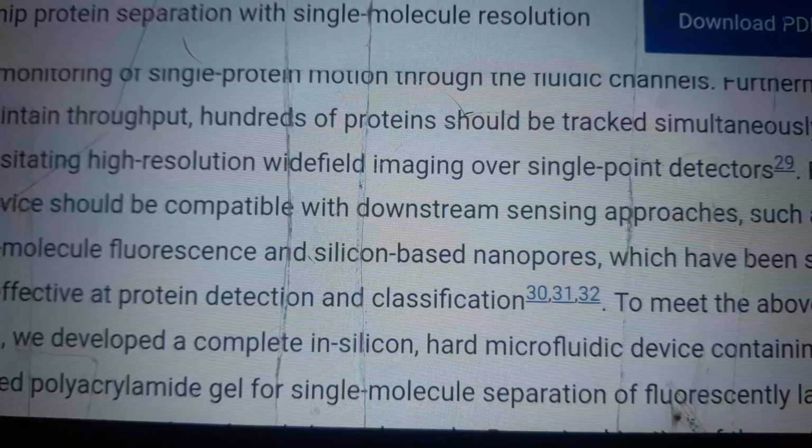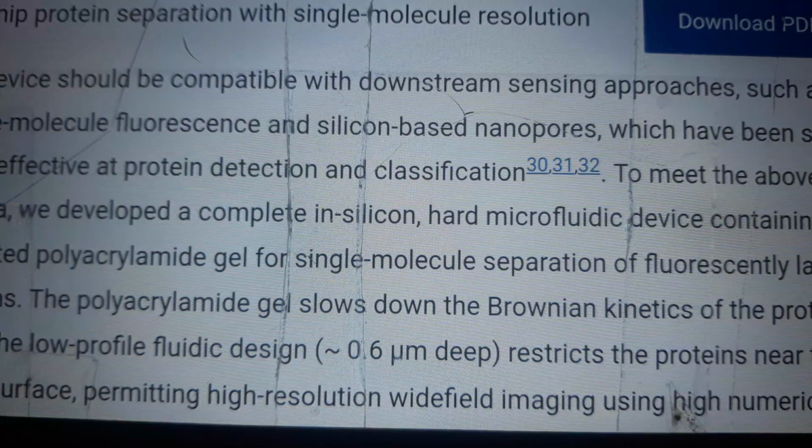Furthermore, to maintain throughput, hundreds of proteins should be tracked simultaneously, necessitating high-resolution wide-field imaging over single-point detectors. Finally, the device should be compatible with downstream sensing approaches such as more single-molecule fluorescence and silicon-based nanopores, which have been shown to be effective at protein detection and classification.